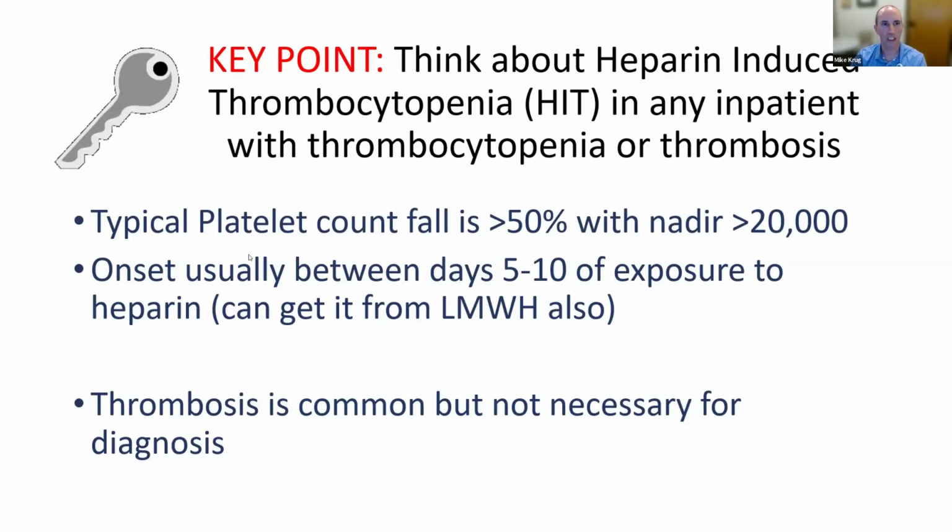So to remind you, the typical platelet count fall is greater than 50% with a nadir greater than 20,000. So that's perfect for this case, right? 212,000 down to 65,000. That's more than 50%. And then they stopped at 60,000, which is more than 20,000. The onset is usually between days 5 to 10 of exposure to heparin. You can also get it from low molecular weight heparin. So this patient was day 7. And then thrombosis is common, but not necessary for diagnosis.